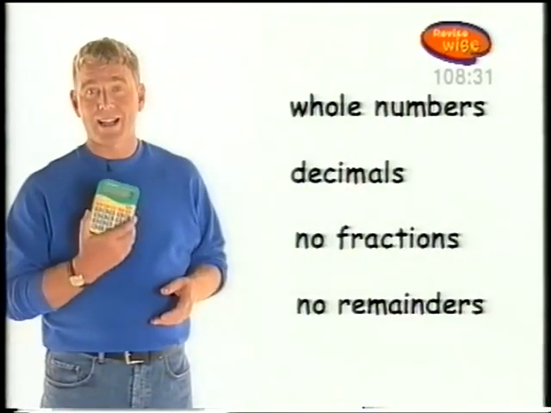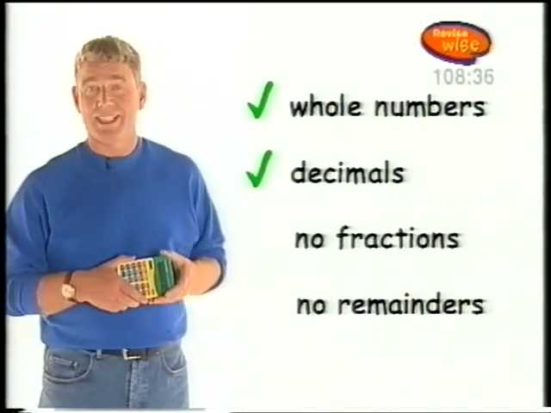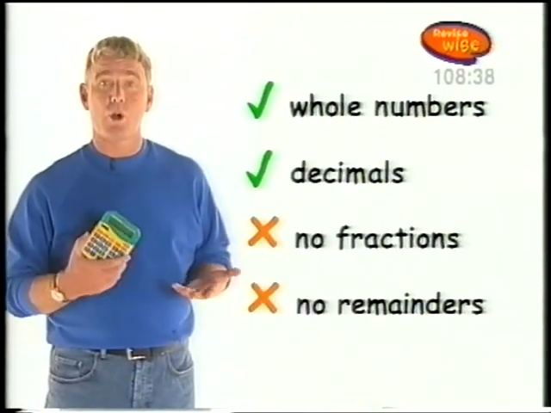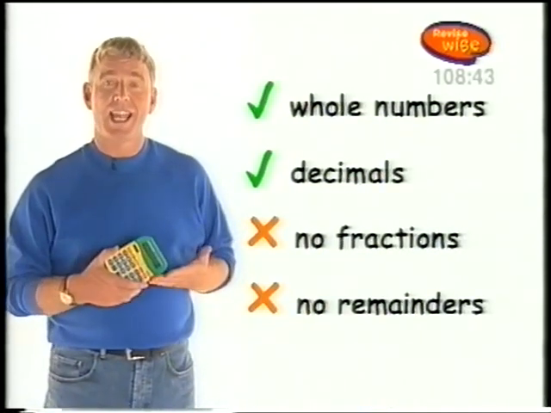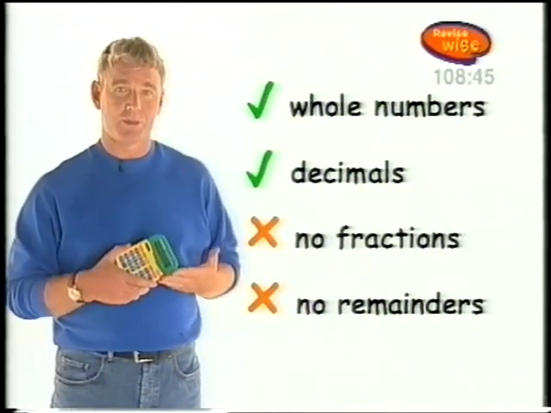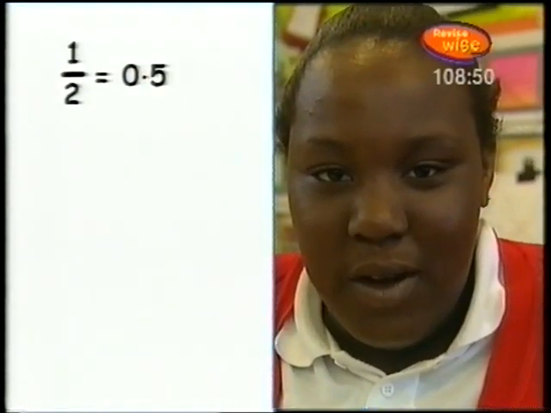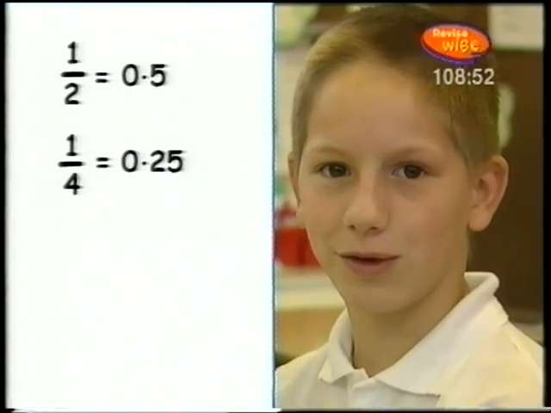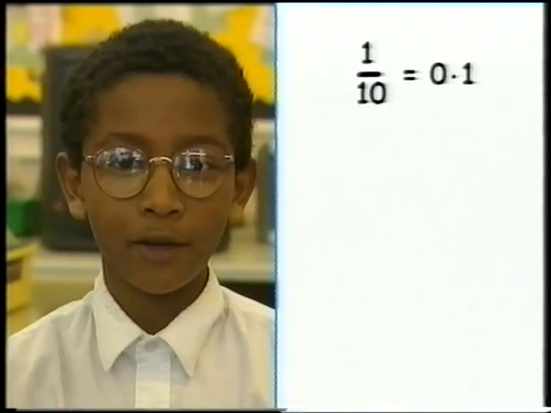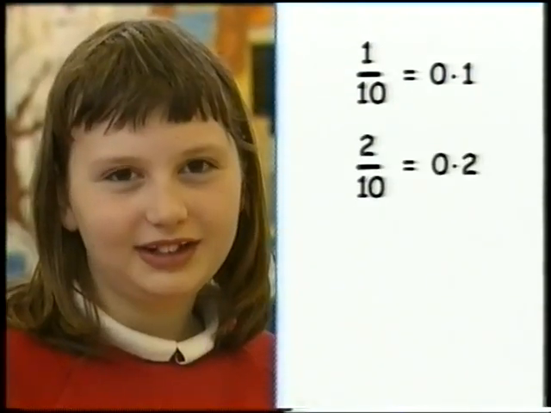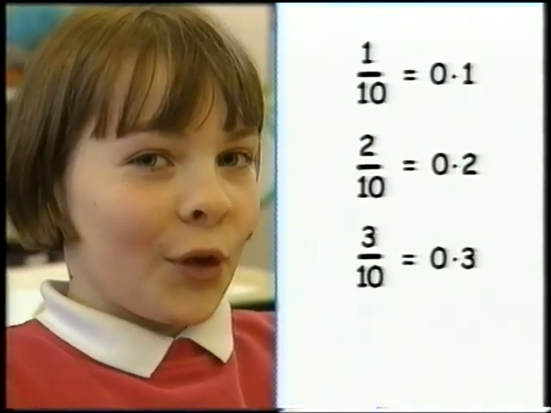A normal school calculator can only give an answer as a whole number or a decimal number. It can't give the answer as a fraction or a whole number with a remainder. If you want the answer as a fraction, it's useful to know the equivalent decimal. Over to the maths team. A half is equivalent to 0.5. 1 quarter is equivalent to 0.25. 3/4 is equivalent to 0.75. 1/10 is equivalent to 0.1. 2/10 is equivalent to 0.2. 3/10 is equivalent to 0.3.